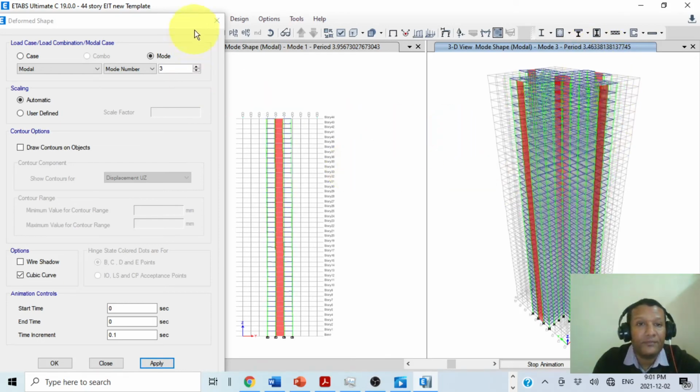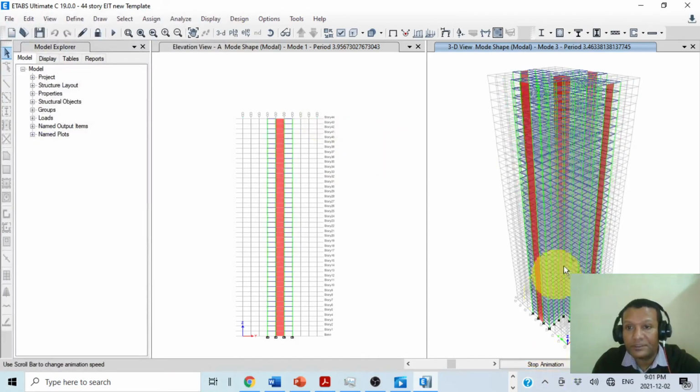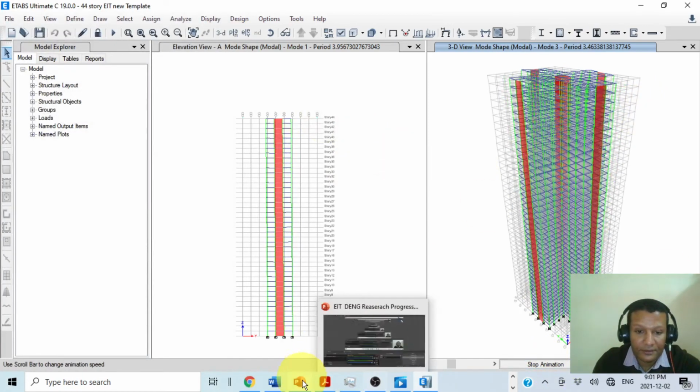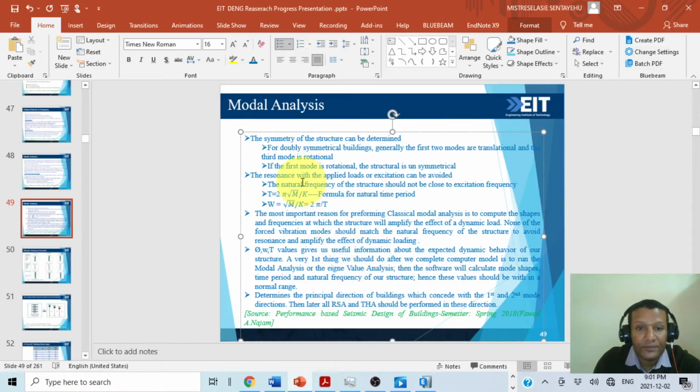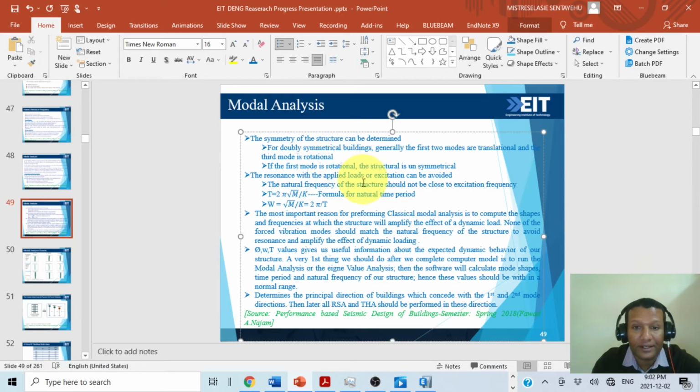The same thing I can show you. Let's go here first. If the first mode is rotational, the structure is unsymmetric, but our structure is symmetrical, so the first two modes are translational and the third mode is rotational, so we are safe. Our building is in a good range.